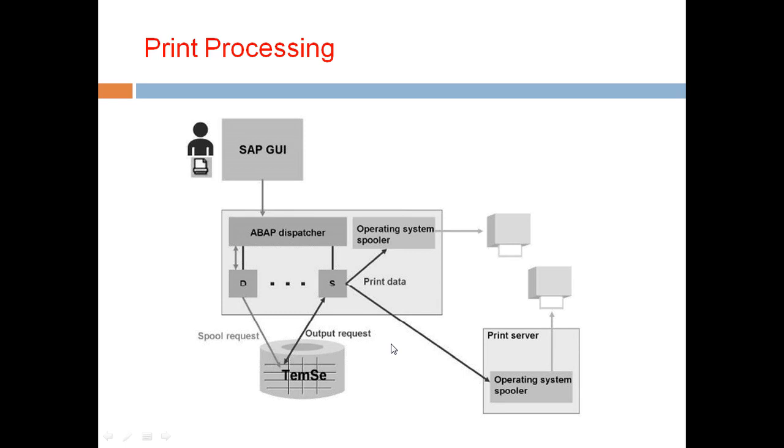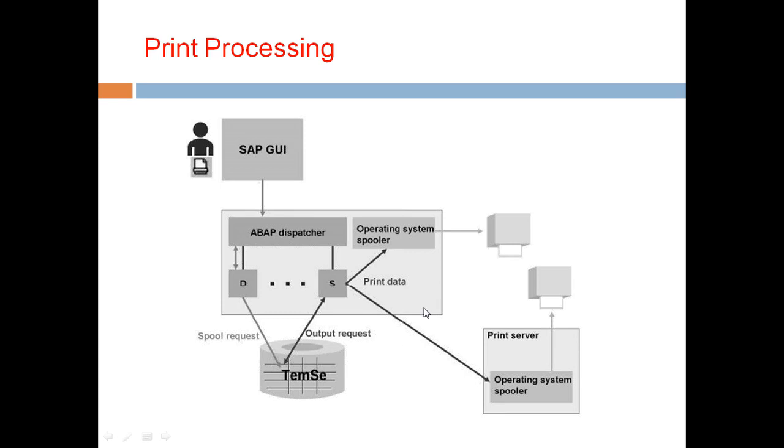A spool request contains information on the data to be output, its formatting, and the printer model used. There are various types of printers, HP, LaserJet, and many other models. The spool request is generated and stored in a temporary sequential file, which we call the TemSe file. Whatever spool requests are generated are kept in the TemSe file.